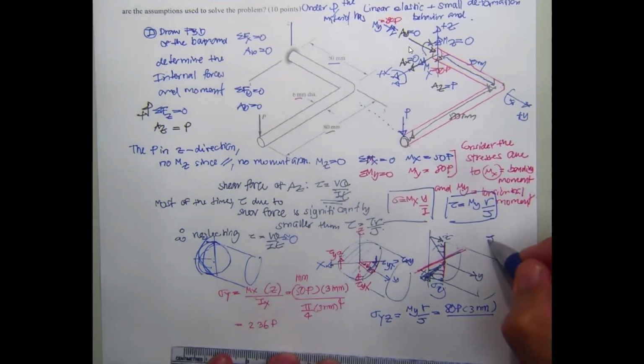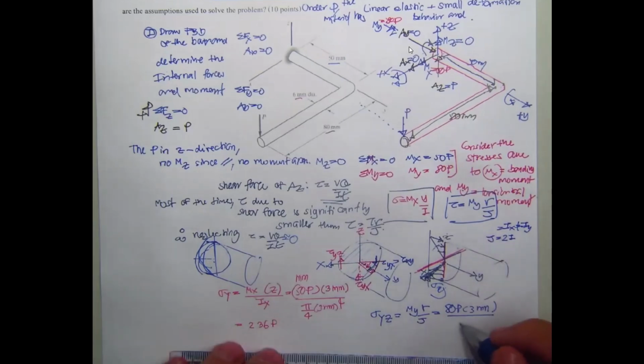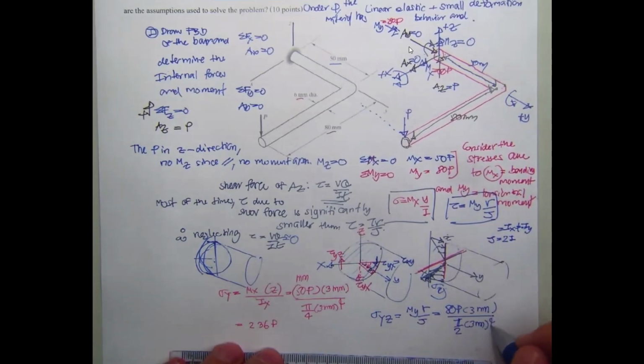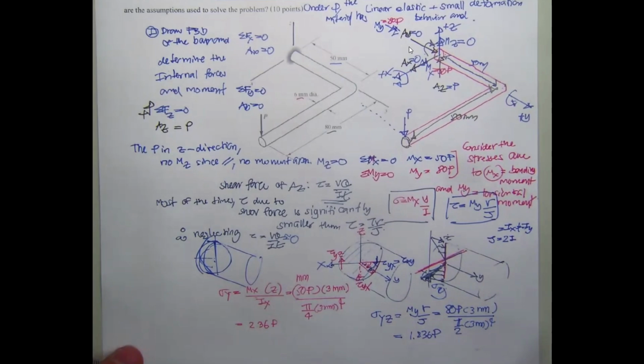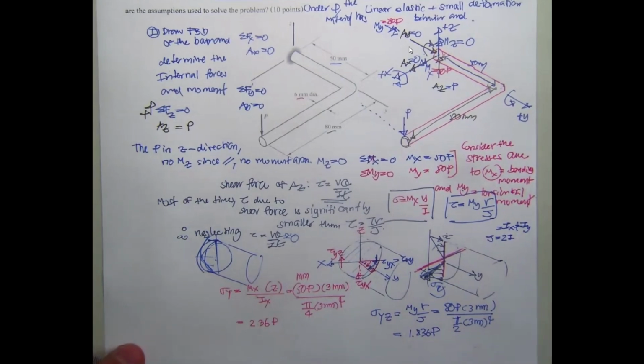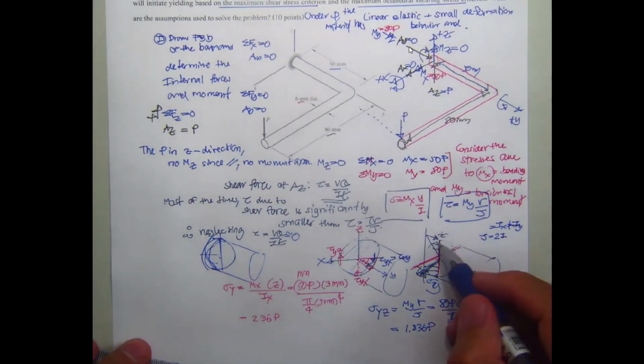J is going to be 2I because J is I sub x plus I sub y. They are circular, so they are equal. So pi over 2, and then 3 millimeter power 4. So this one you get 1.836 P.